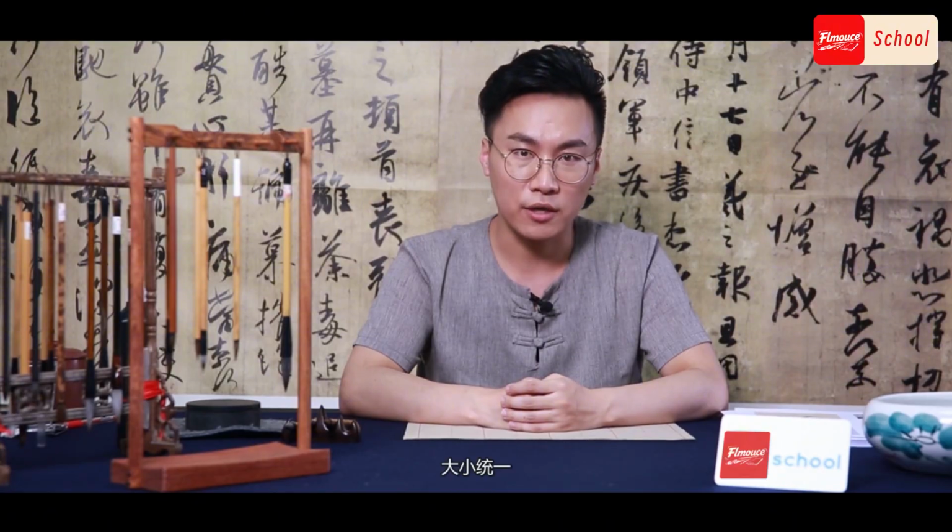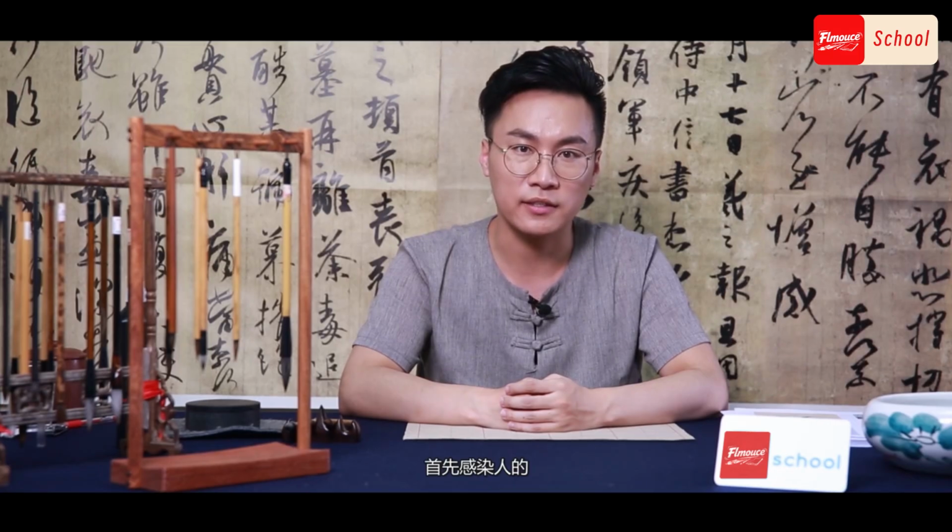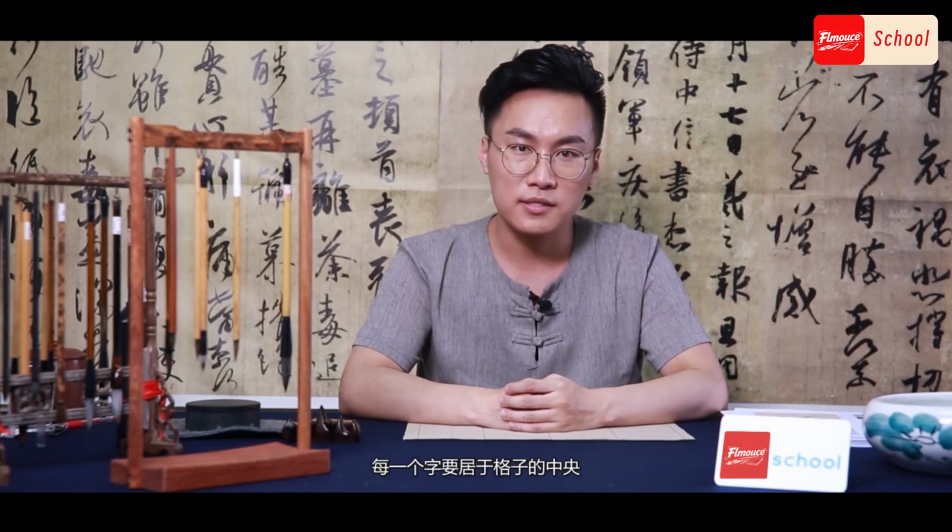Second, uniform size. What first impresses people in a calligraphy work is its overall effect, and the whole is composed of countless parts, specifically each character and stroke. Therefore, when arranging the layout, we should not ignore the details of each character. These details mainly include three points. The size of a character: when writing, every character should be centered in the grid, uniform in size, and cannot be too big or too small.